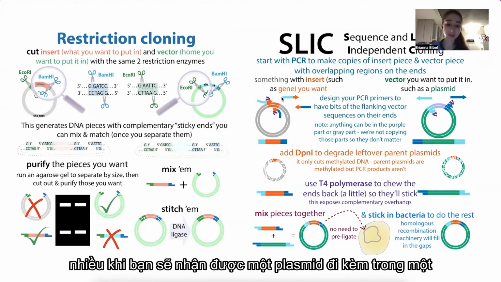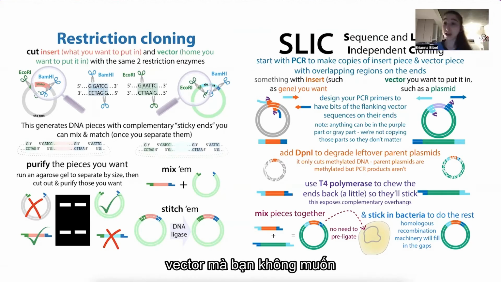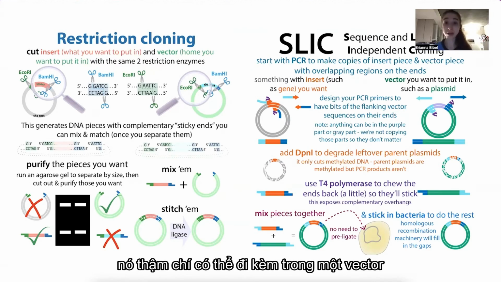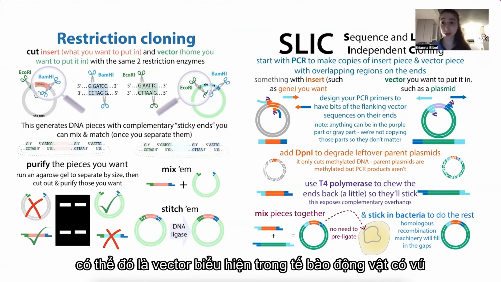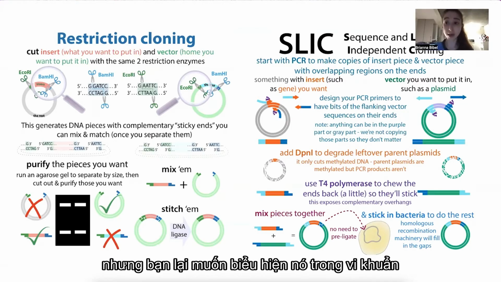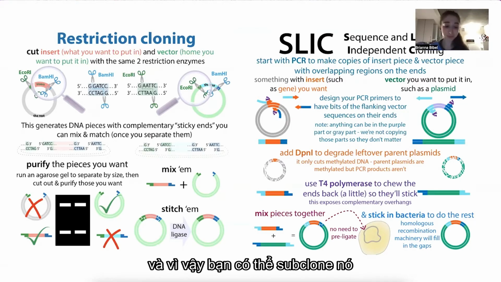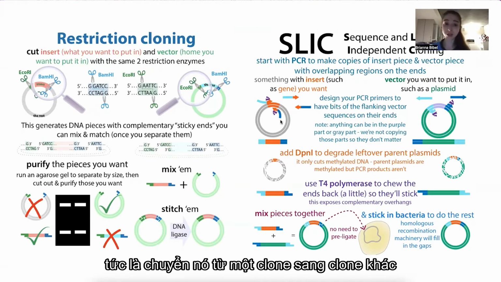In fact, a lot of times you'll get a plasmid that's going to come in a vector that you don't want. It might even come in a vector that's totally incompatible with what you want. Maybe it's a mammalian cell expression vector and you want to express it in bacteria. And so you can then subclone it, so move it out of one clone into another.